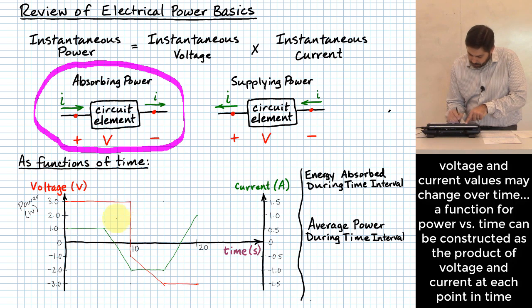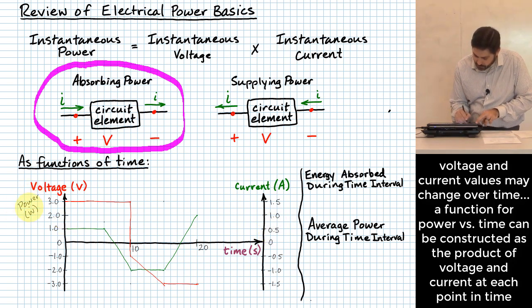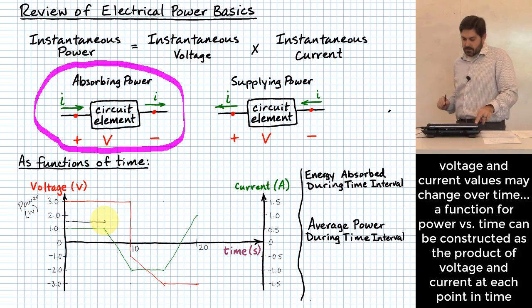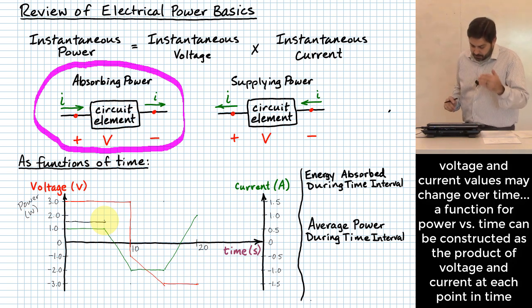I have 3 volts at 1/2 amp, right? So that's going to be 1.5 watts. I'm going to measure the power over here on this scale, right? So I'm at 1.5 watts because 3 volts times 1/2 amp gives me 1.5 watts.